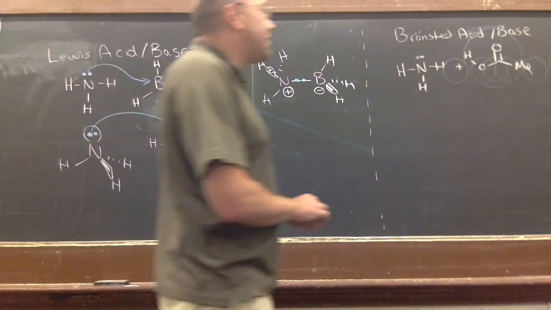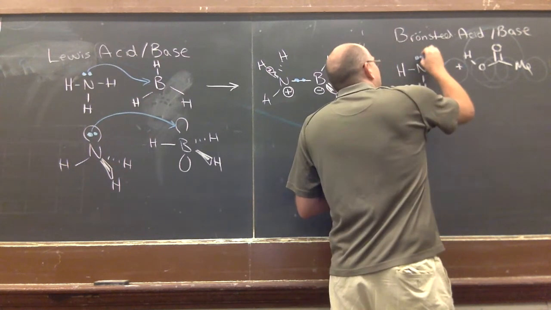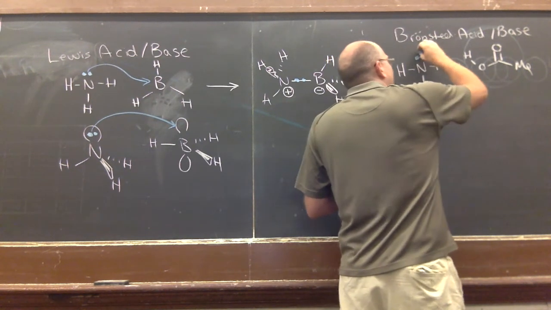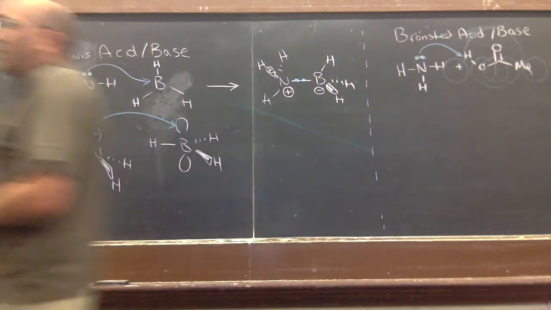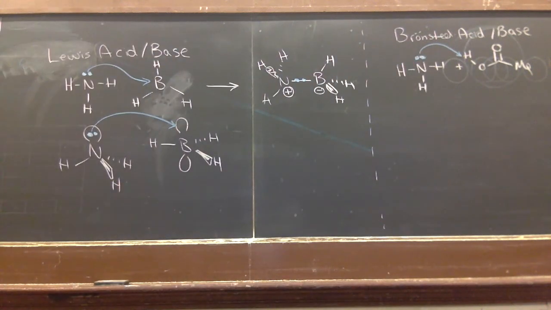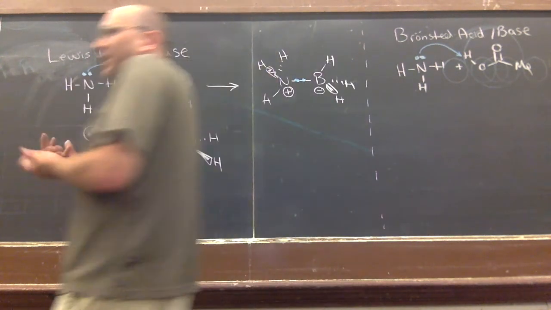But in this case, these lone pairs aren't just going to be able to go and immediately make a bond with that proton. What is going to happen if you stop the mechanism there? We're going to have 2 bonds to hydrogen, right? And what's the problem with having 2 bonds to hydrogen?